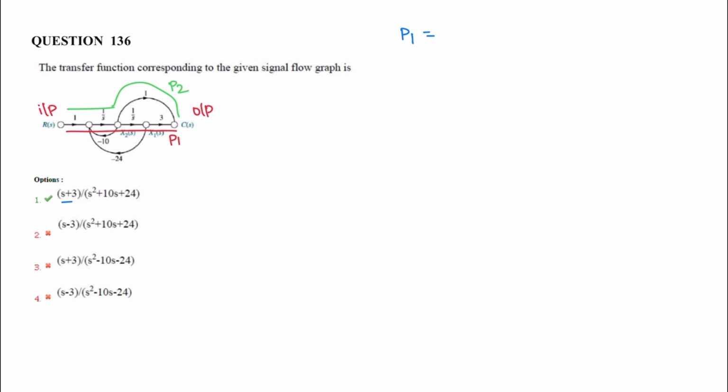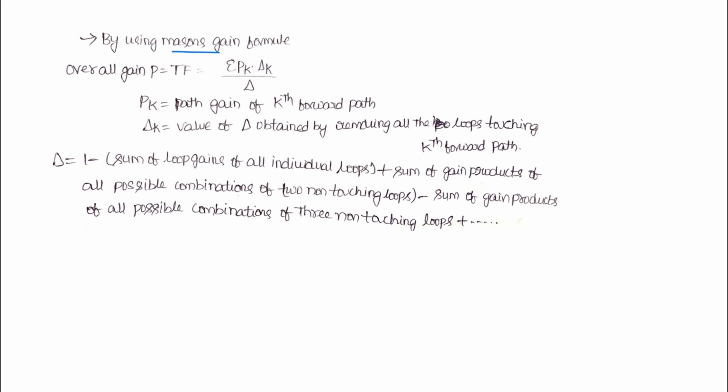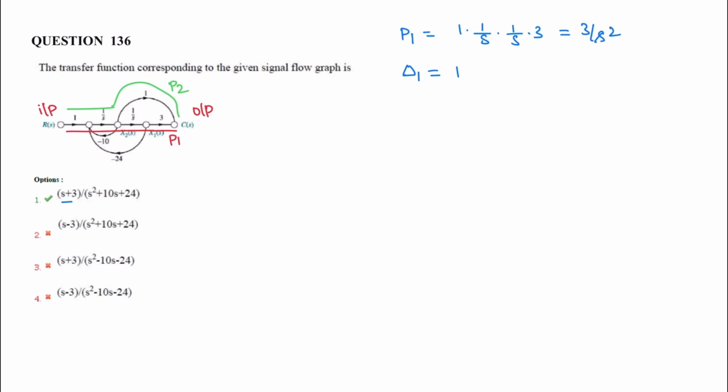Path gain P1 is 1 into 1 by s into 1 by s into 3, that is 3 by s square. For path P1, the corresponding delta 1 is 1, because delta is obtained by removing all the loops touching the kth forward path. Remove this loop and this loop, so there is no loop; delta 1 is 1. Similarly, path gain P2 is 1 into 1 by s into 1, its gain is 1 by s. The value of delta 2 is 1.